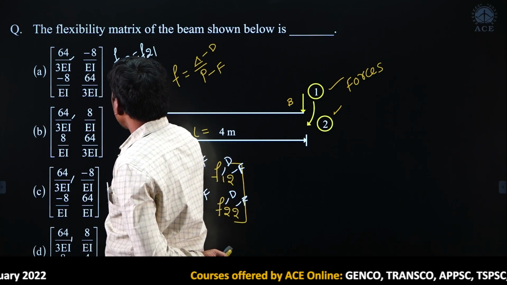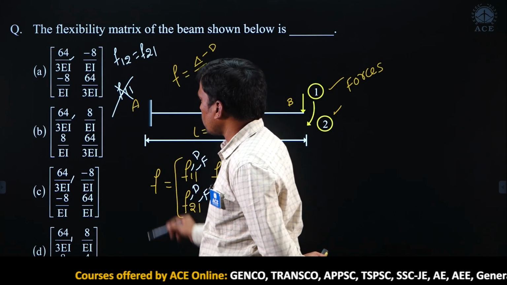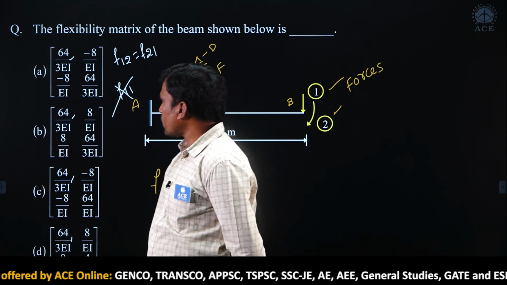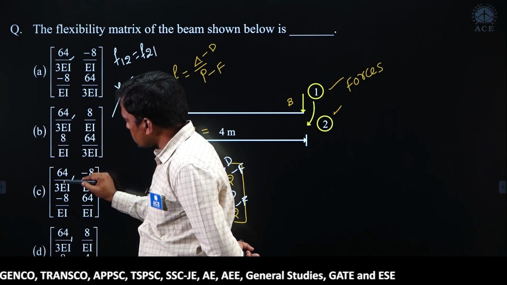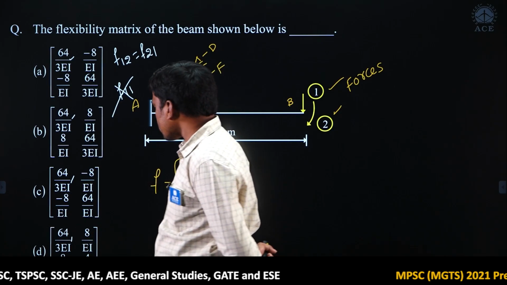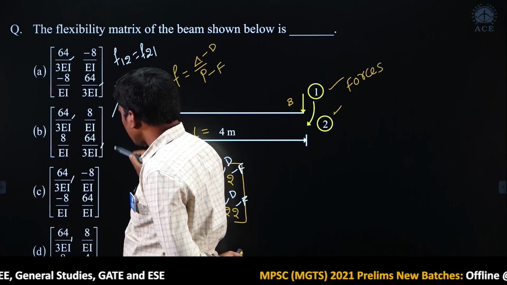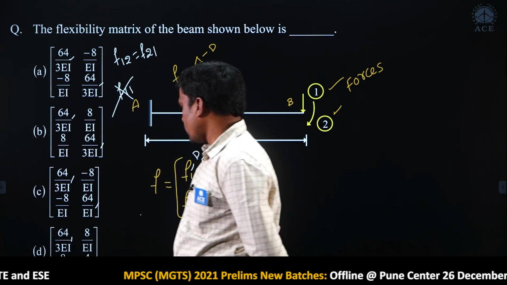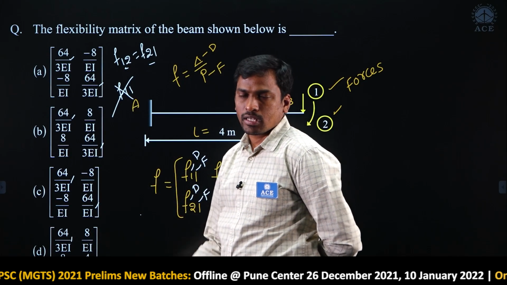It means students, no need to find F11. If you find F11, we can't select the option, because F11 values in all the options are the same: 64 by 3EI. So, waste of time. Next, here are the F22 values the same? No, F22 values are different. But anyway, we have to find F12 or F21, because we need the sign.